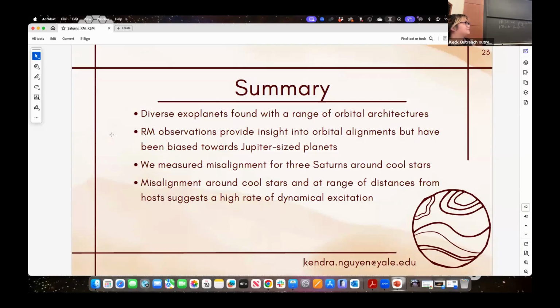So overall, I'll leave you with a summary: misalignment around cool stars and at a range of distances from the host suggests a high rate of dynamical excitation for these smaller planets.